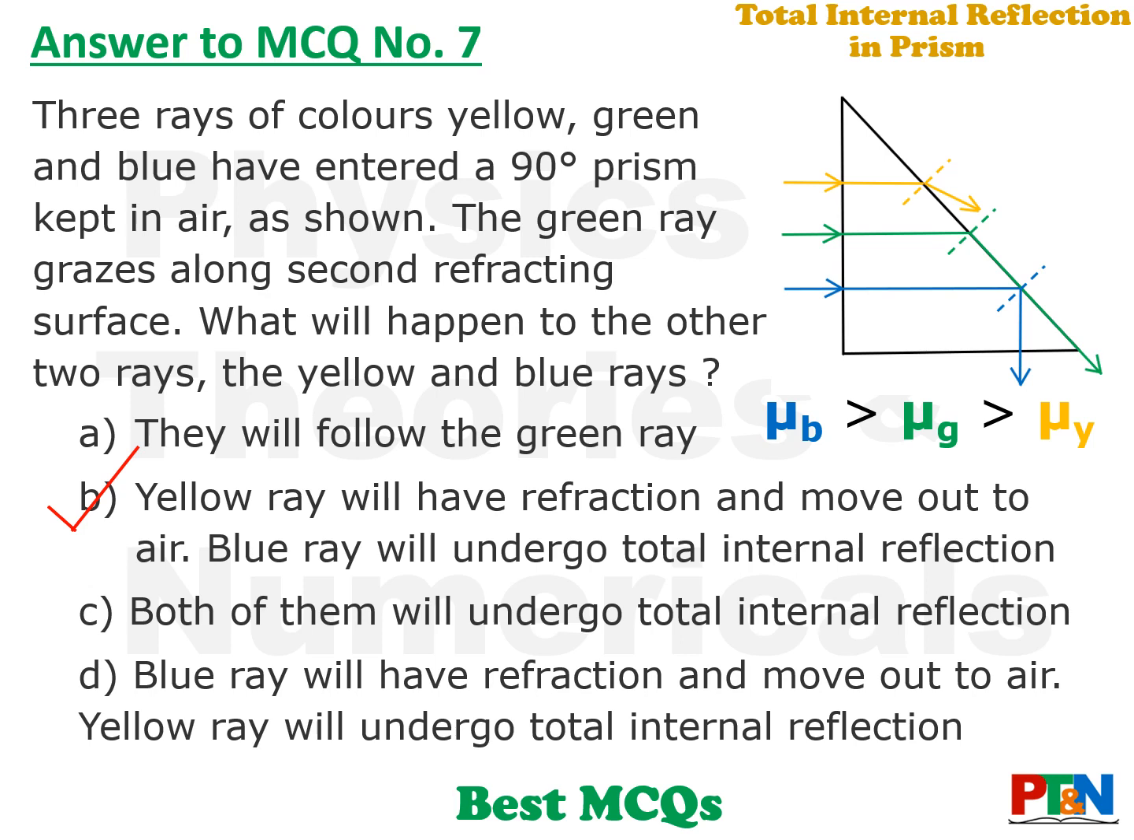So, yellow ray will have refraction, it will come out to air. But for blue color the refractive index is more, that means the critical angle will be less than 45 degree, so it will have total internal reflection.